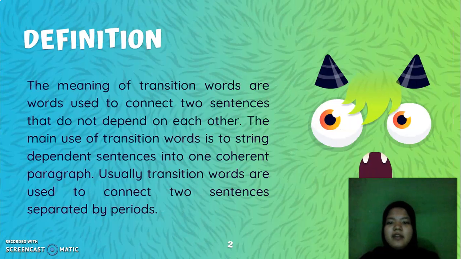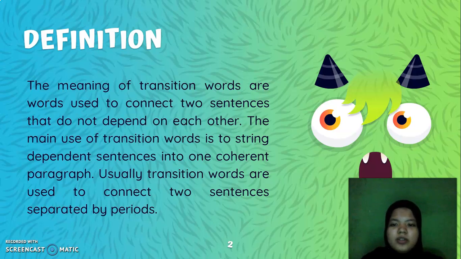Definition. The meaning of transition words are what's used to connect two sentences that don't depend on each other. The main use of transition words is to string dependent sentences into one coherent paragraph. Usually, transition words are used to connect two sentences separated by periods.